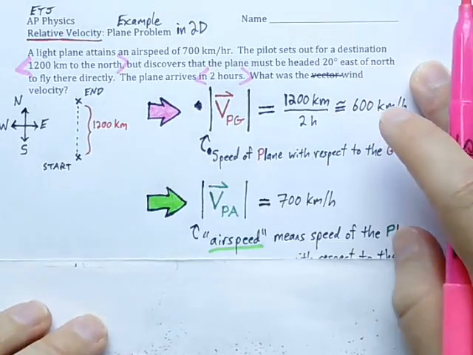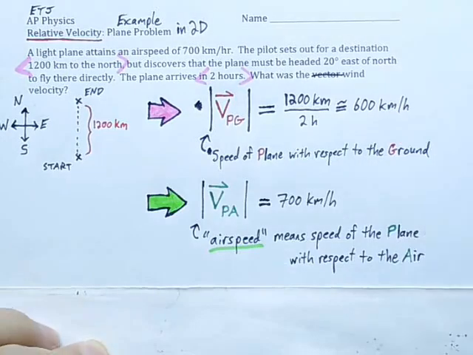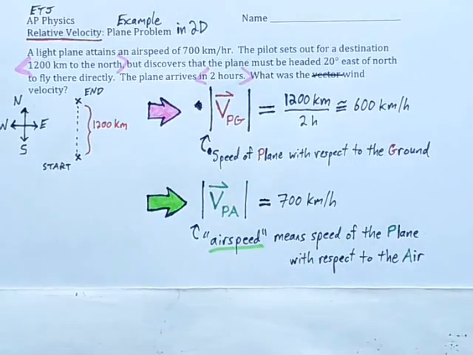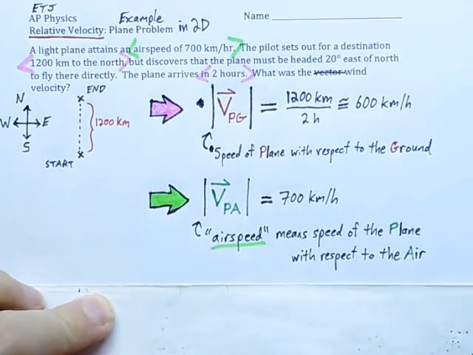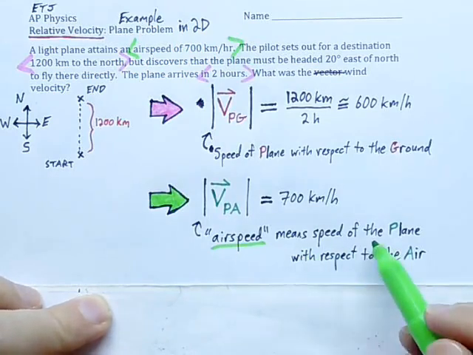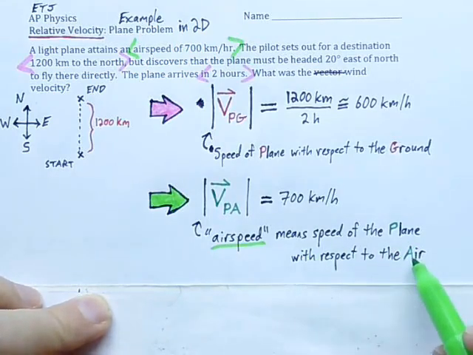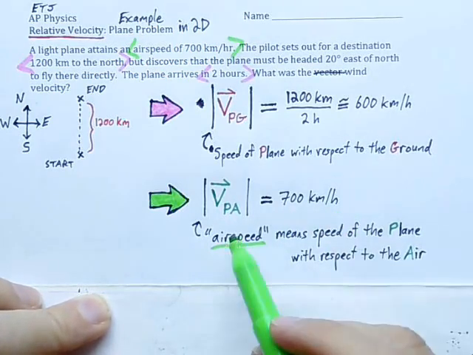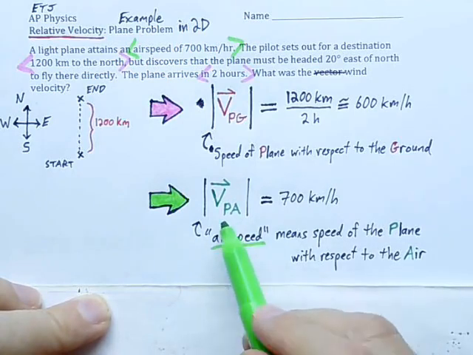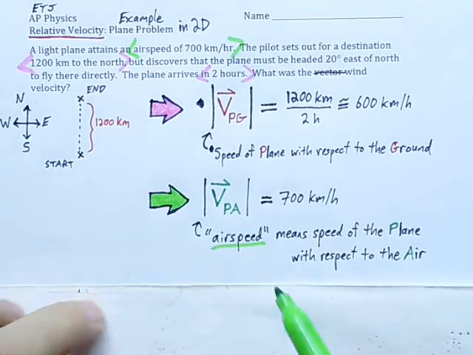Next, the information in that first sentence about airspeed of 700 kilometers per hour. Airspeed means the speed of the plane with respect to the air. So the speed of the plane from the air's point of view. That is our 700 kilometers per hour. So we're calling that VPA, speed of the plane from the point of view of the air.